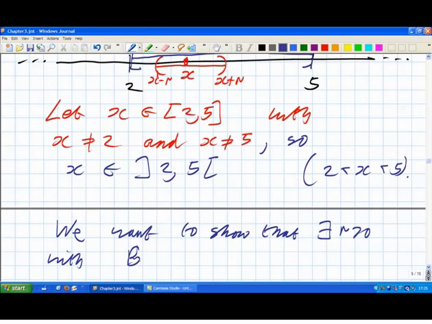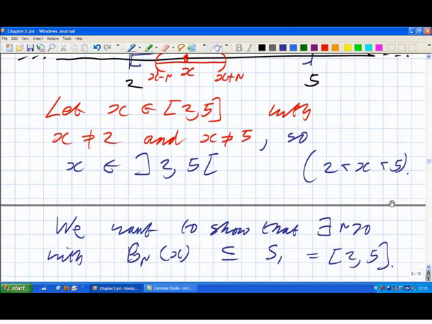So the claim we want to show is that there exists some r greater than naught with the ball centered on X contained in S1, which is equal to (2, 5). And again, r is going to depend on x. The closer x is to the edge, the smaller you've got to take little r to be to make this work. So, again, this time little r should be a function of x. What can we take little r to be in terms of x? Any suggestions as to how big little r can be?